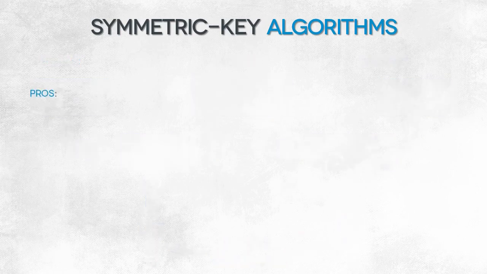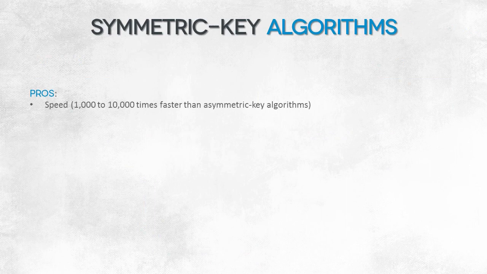What are the strengths of this simple solution? Above all, symmetric algorithms are extremely fast. They can be 1,000 to 10,000 times faster than public key asymmetric ciphers. 10,000 times makes a large difference. It could mean, for example, that to encrypt some text using a symmetric algorithm, you'd need a second, while for an asymmetric algorithm, the same operation would take 5,000 seconds. The difference is obvious.